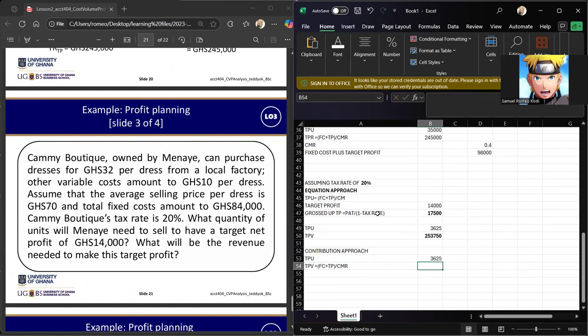So here, our fixed cost was 84,000 plus our targeted profit of 17,500. Remember, not 14,000, 17,500. Divided by our contribution margin ratio, and we add our contribution margin ratio here, this side. So this one, just put this figure. That's it. So the same thing.